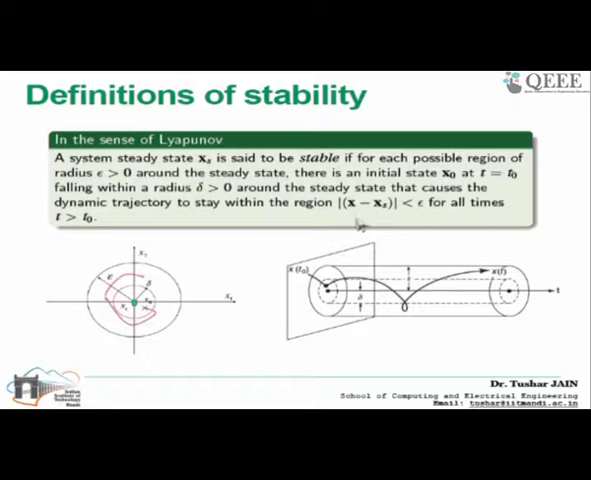So we define the stability in the sense of Lyapunov. I'll slowly read this statement: a system steady state XS, okay, we have seen what a steady state is, is said to be stable if for each possible region of radius epsilon greater than 0 around the steady state.